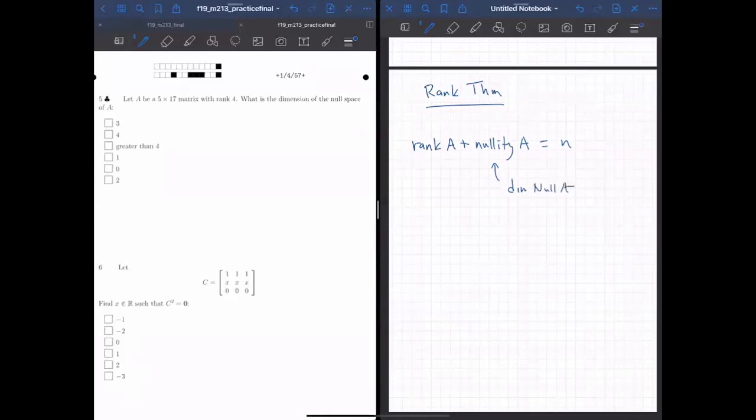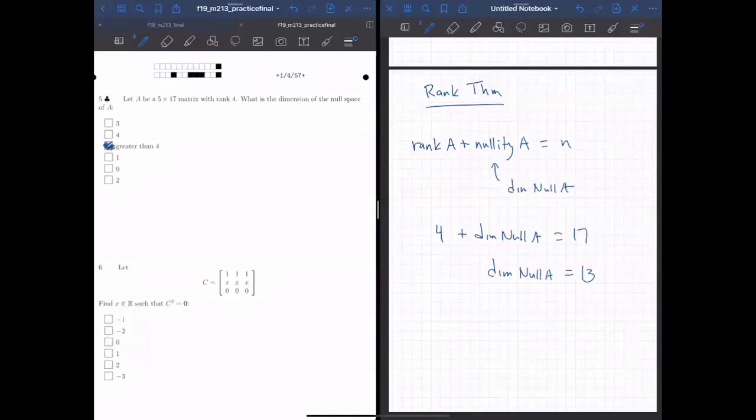And n is the number of columns, right? Yeah, n is the number of columns. So the rank is 4, the nullity is what we're looking for, the dimension of null A, and n is just the number of columns, so that's 17. So therefore the dimension of the null space of A is just 13. Greater than 4, okay.